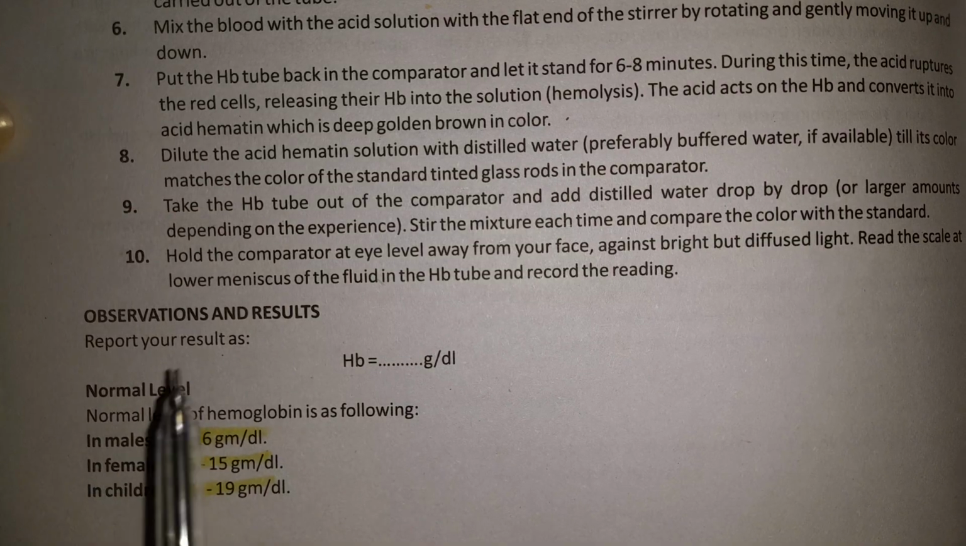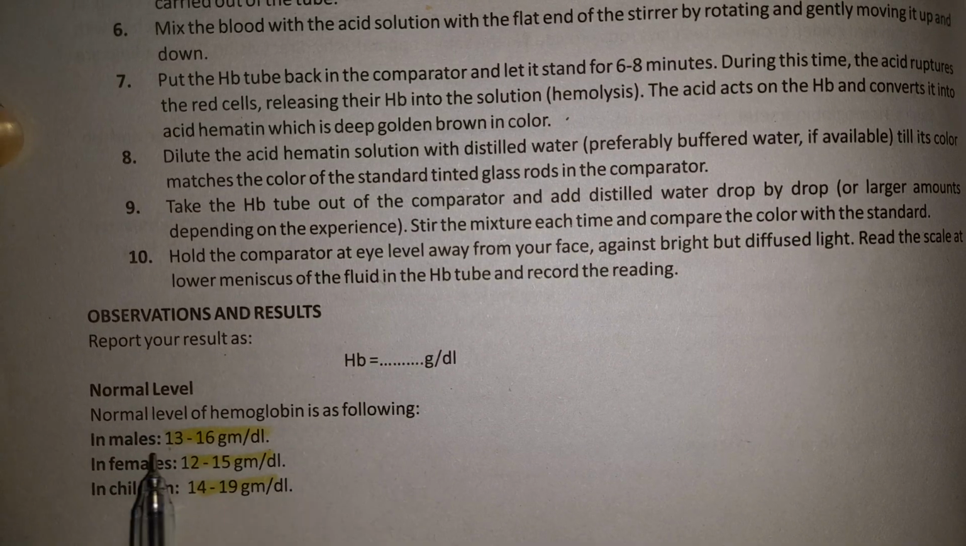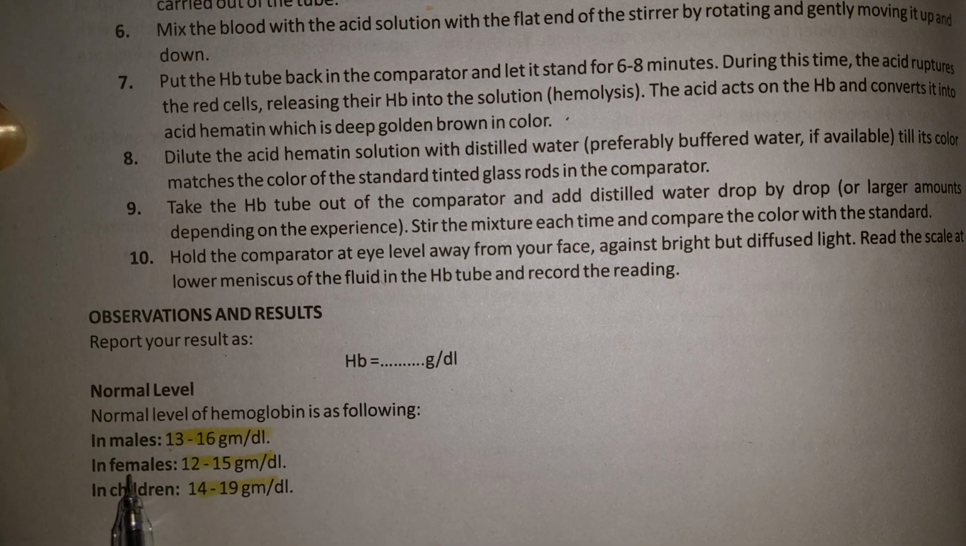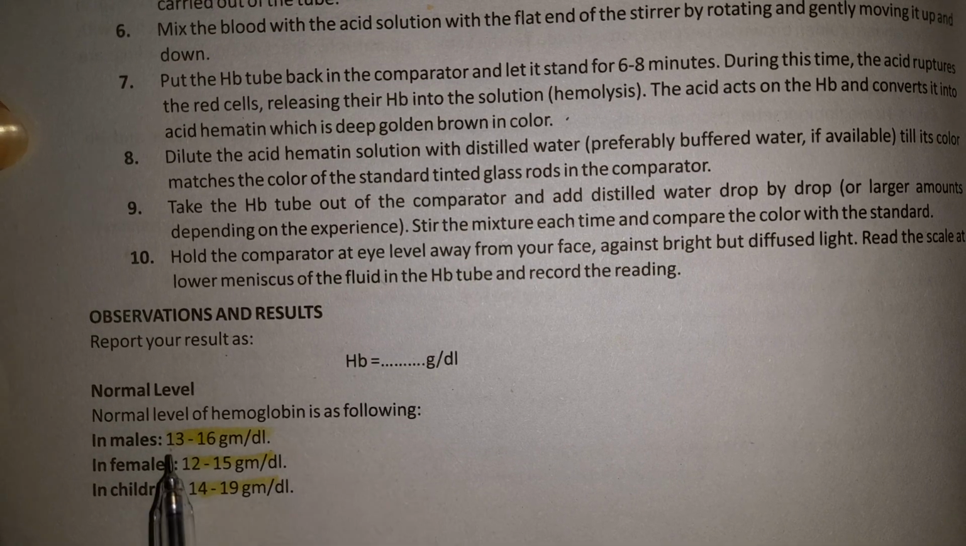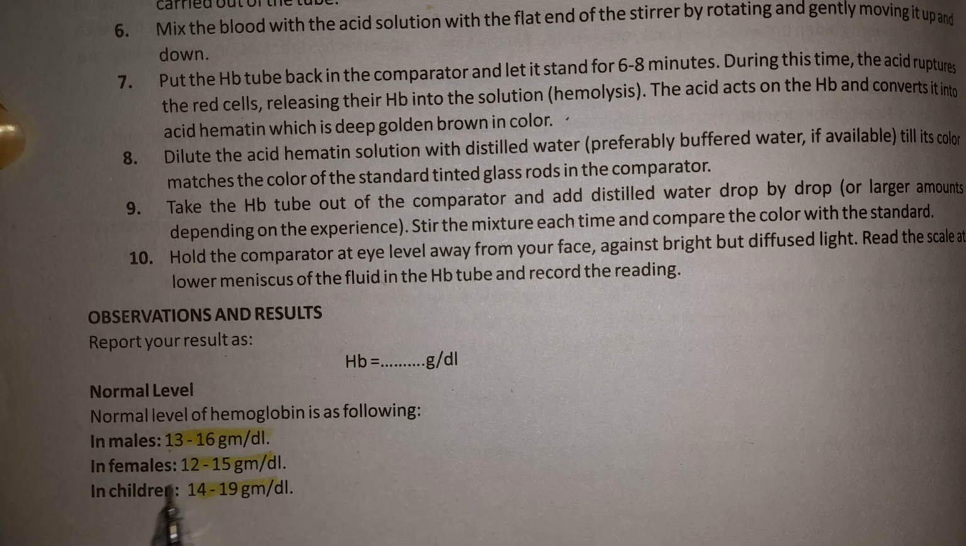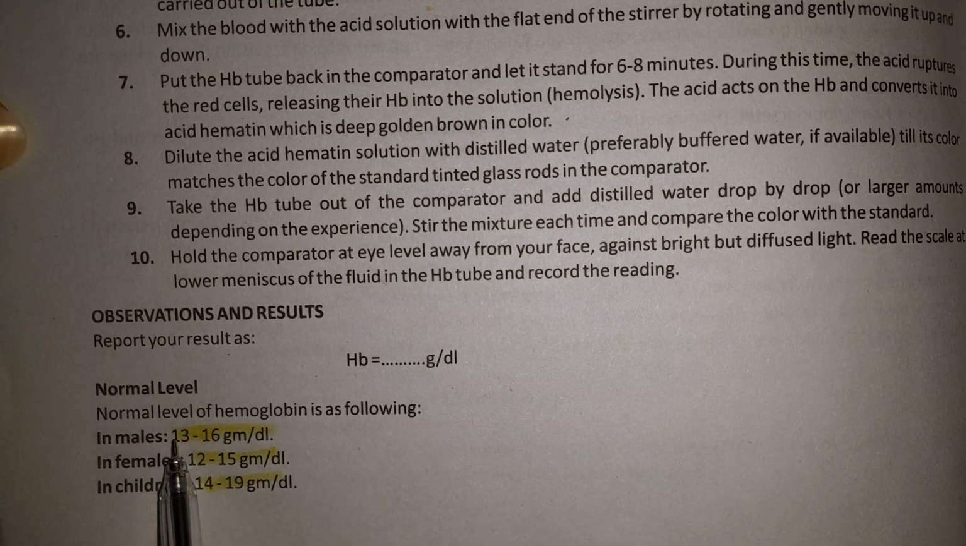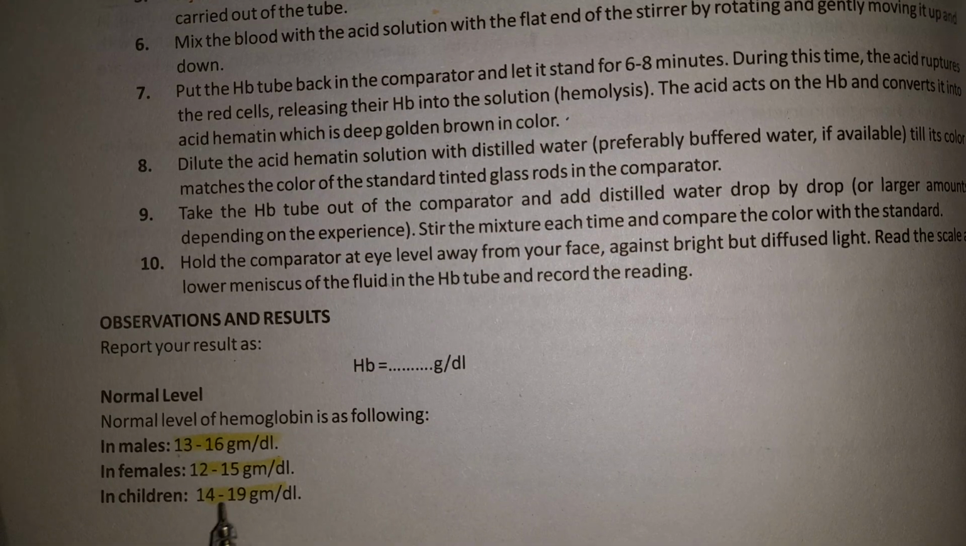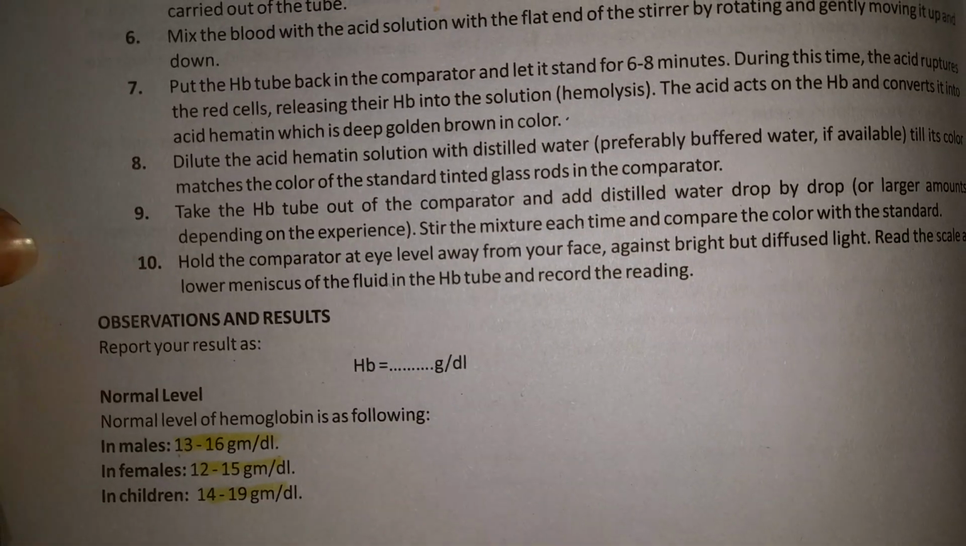Now the amount of hemoglobin which is present normally in males is quite large, that is 13 to 16 grams. In females it is 12 to 15, one number less than the males, and in children it is greater than males even, it's 14 to 19 grams per deciliter. Why is it greater? Let's find out.